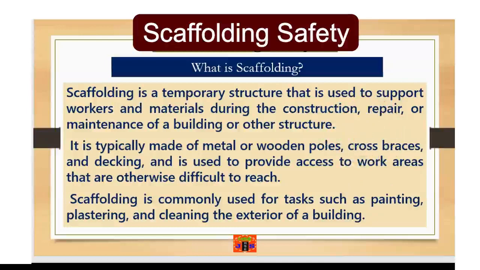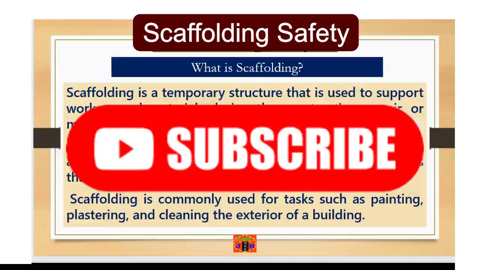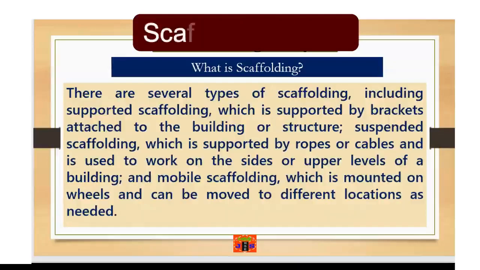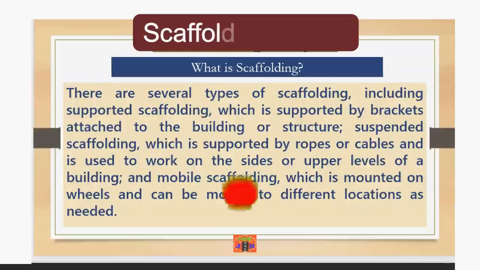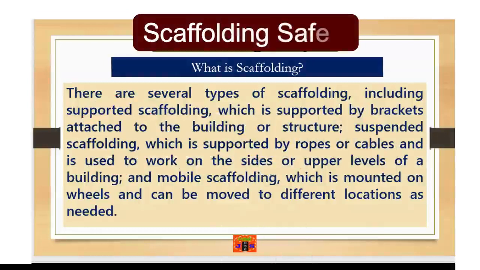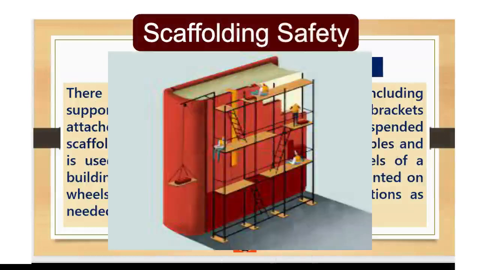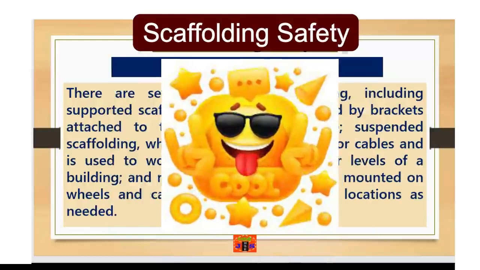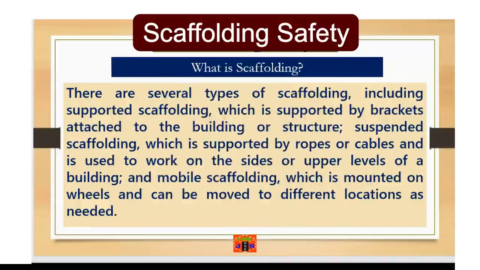Scaffolding is commonly used for tasks such as painting, plastering, and cleaning the exterior of a building. There are several types of scaffolding, including supported scaffolding, which is supported by brackets attached to the building or structure, suspended scaffolding, which is supported by ropes or cables and is used to work on the sides or upper levels of a building, and mobile scaffolding, which is mounted on wheels and can be moved to different locations as needed.